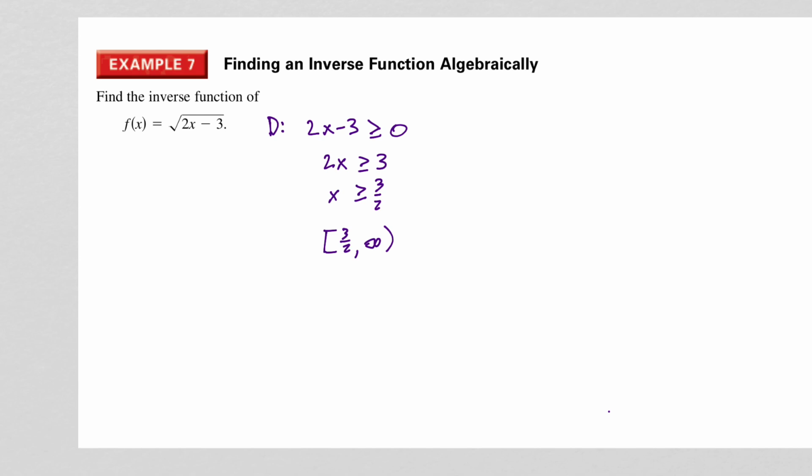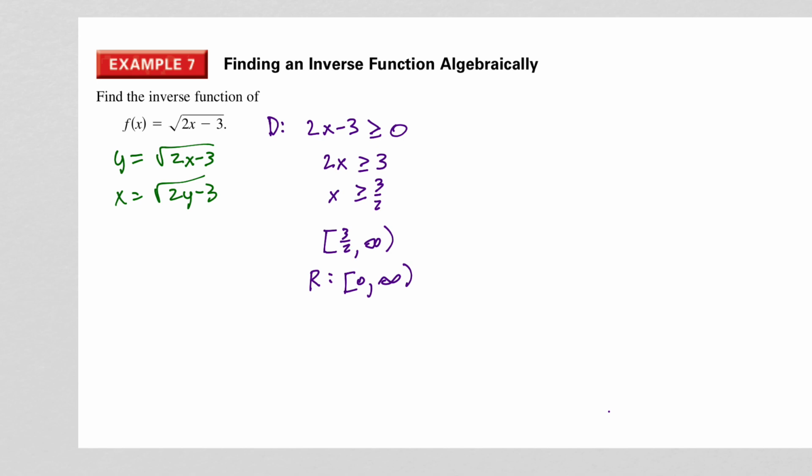Thinking about the range, well, the smallest my output can ever be is 0. And then this is only going to output positive numbers because it's a positive square root. So my range is 0 to infinity. Great. Let's go ahead and find the inverse. This one's actually quite a bit easier than the last one. So y equals root 2x minus 3. Swap x and y. x equals root 2y minus 3. Okay, now we're going to try and isolate y.